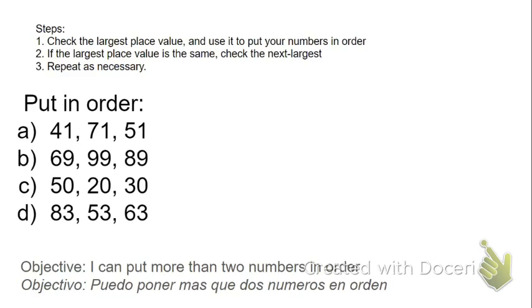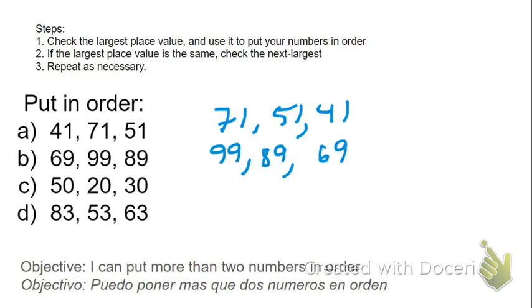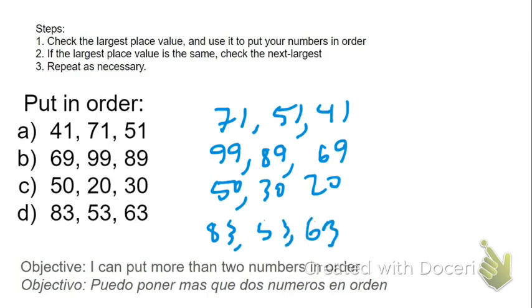So, on your own, put these numbers in order. Pause the video and do that now, please. Okay, the first one is 71, comma, 51, comma, 41. Next is 99, 89, 69, 50, 30, 20, and 83, 53, 63.